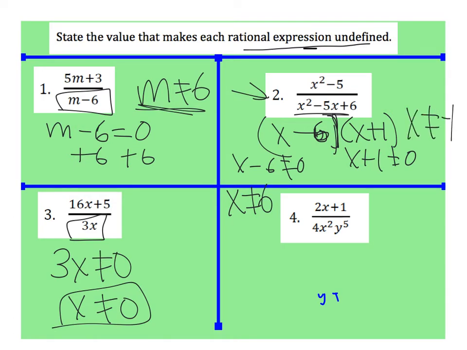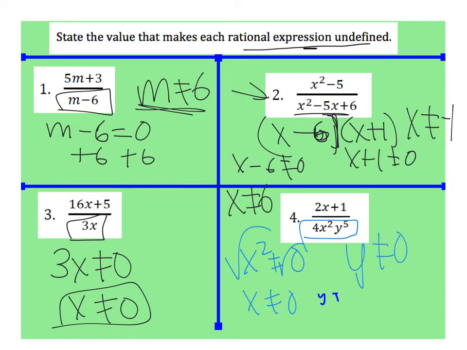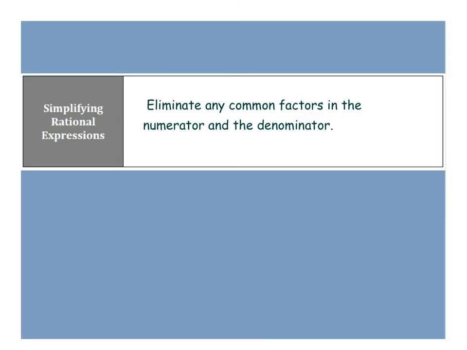All right, and down here for number 4, last one, basically I've got two variables in there. So basically I'm saying x squared cannot be 0, or x cannot be 0, because if I take the square root to get rid of it, it doesn't matter. Square root of 0 is still 0. And then y cannot equal 0. So x cannot equal 0, y cannot equal 0. If either one of these is true, that makes my denominator 0, and that means I'm dividing by 0.